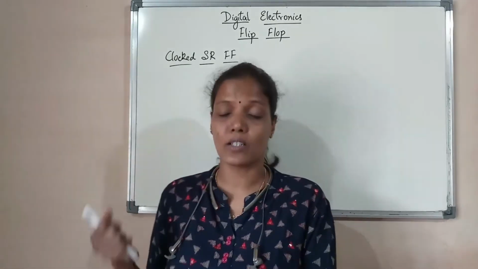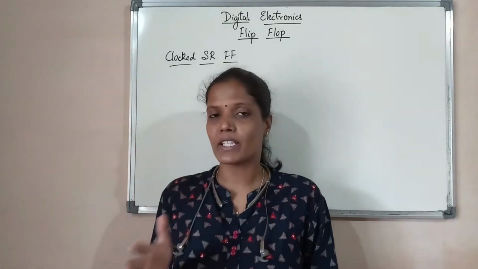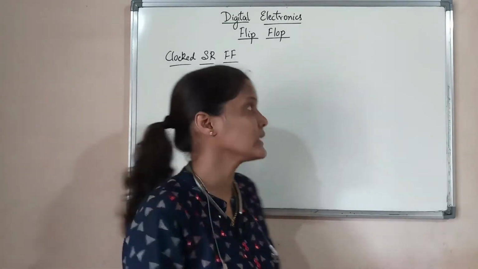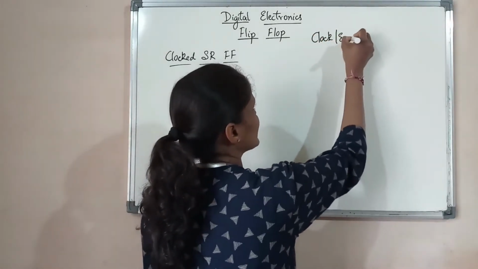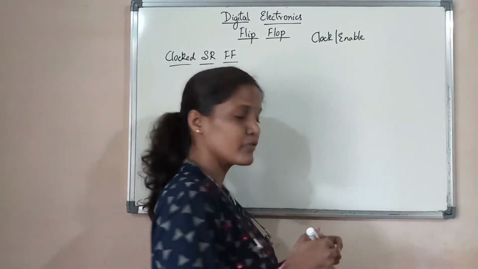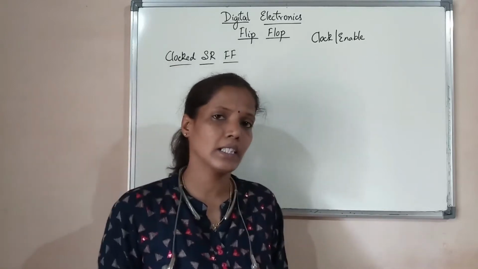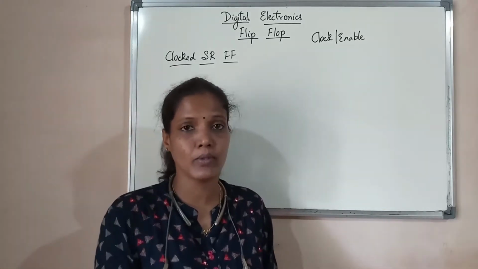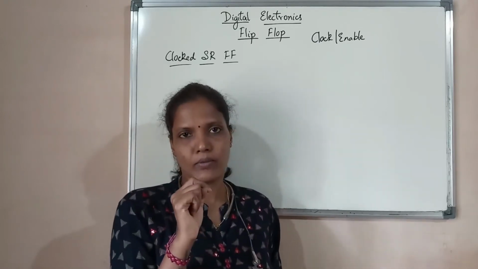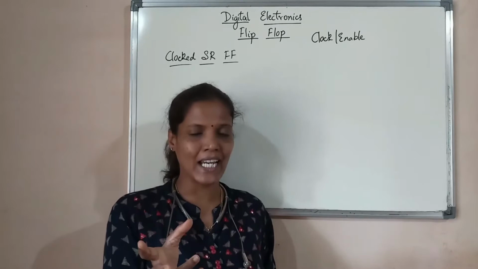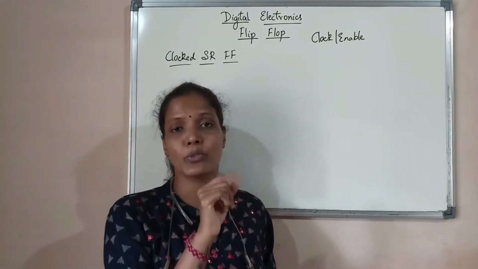In this clocked SR flip-flop we will be having another input which is called the clock or enable. So this is another input which will be applied to the same unclocked SR flip-flop. And what's the difference between clocked SR flip-flop and unclocked SR flip-flop? In the clocked SR flip-flop, output will change only when the clock or the enable input is high.